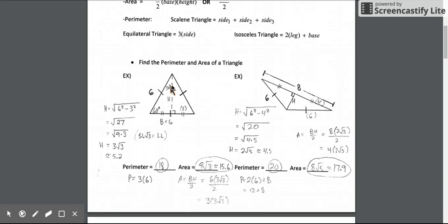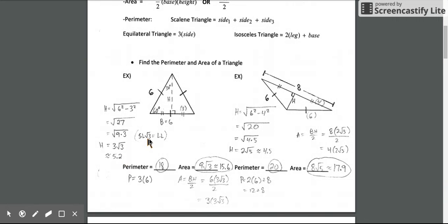So to find the height, we could just think about the Pythagorean theorem. We have two sides. This is 3. This is unknown. And our hypotenuse is 6. So we could say the hypotenuse squared minus the leg squared, and then square root that is the height. We could put it in radical form, 3 times the square root of 3, or decimal form, about 5.2.